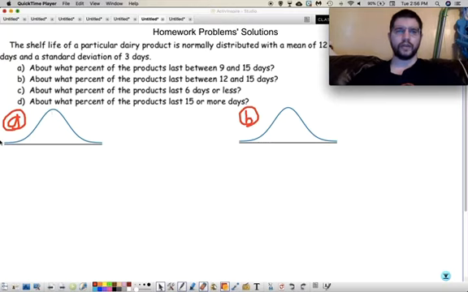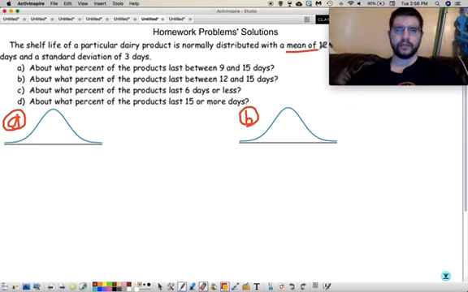Hey guys, so today we're going to be looking at the solutions for the homework problems. The first one says the shelf life of a particular dairy product is normally distributed with a mean of 12 days and a standard deviation of 3 days. So we've got our mean, our standard deviation, and it is a normal distribution, so we're going to go ahead and read part A.